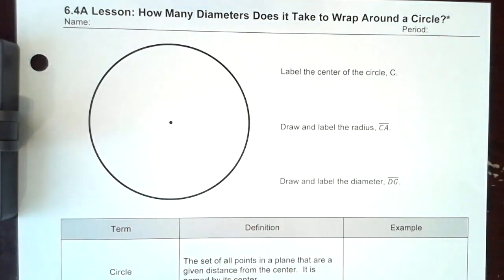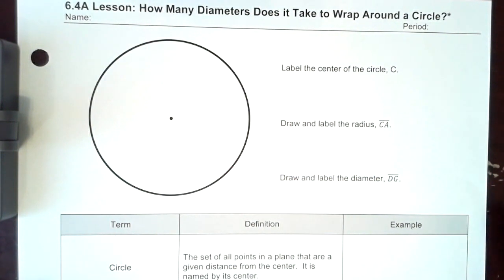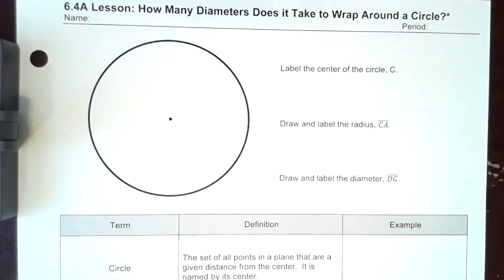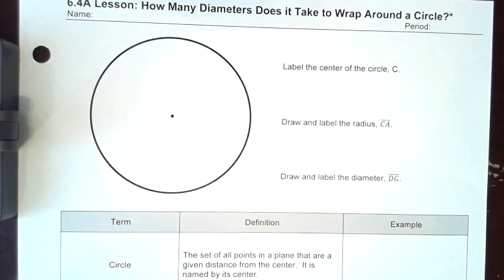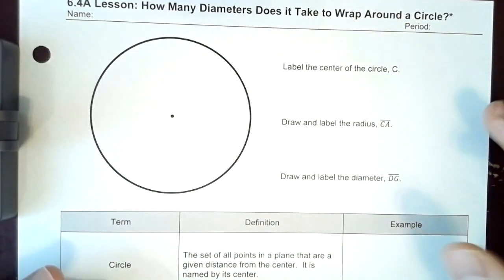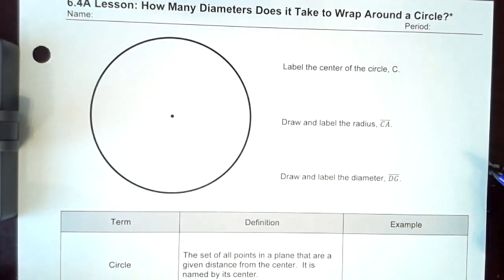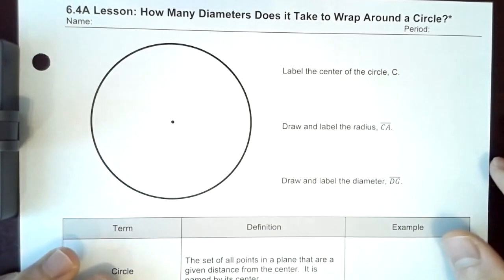Hey class, so today we'll be working on the 6.4a lesson, and it is on diameters and circles. So let's go ahead and get ready to take some notes. I'll be going through the entire lesson today, and if you want to follow along by writing notes on your own piece of paper, that's totally fine. You can also find the student edition copy and follow along digitally, or you can print the lesson yourself. Okay, let's get started.